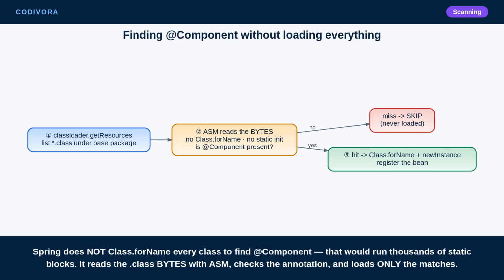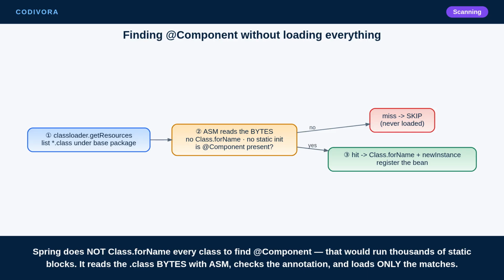Spring does not load every class on the classpath to check for a component. That would run thousands of static initializer blocks and pin every class in memory. Instead, first it asks the class loader for every .class file under your base package, just paths. Then it hands each file's bytes to a lightweight bytecode reader, ASM, not the class loader, which parses only the annotation table and asks, is @Component here?